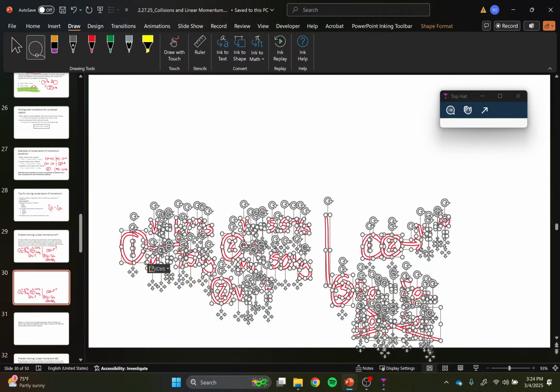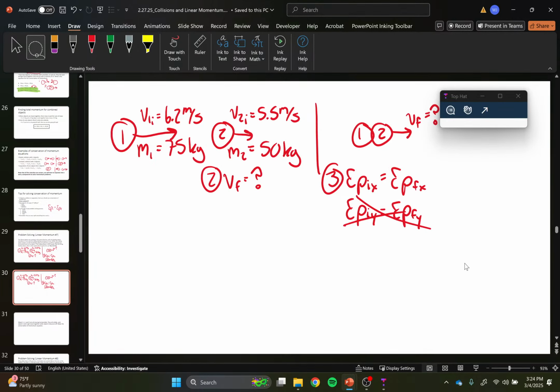So boom, this goes here, and then build it. Try it yourself. Build the momentum equation. What is the momentum's initials? Add them together. What is my momentum's final? Write it out in terms of variables before you plug in numbers. Do it all in terms of variables before you plug in numbers. Once you plug in numbers, it's really hard to keep track of what's what.